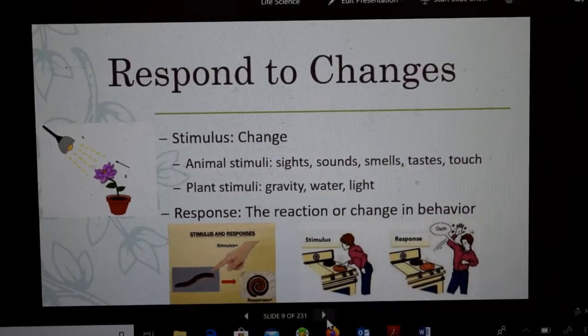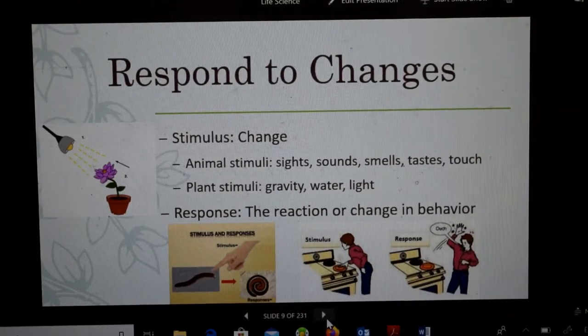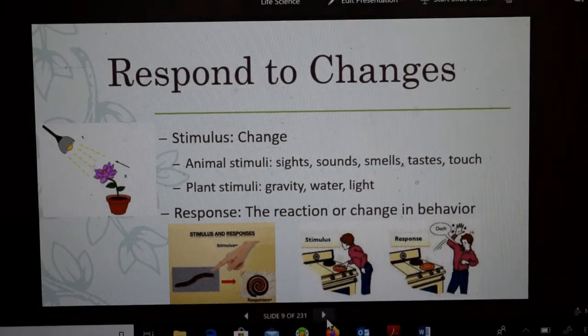So you respond to things you see, things you hear. If you hear a loud noise, you're going to turn towards it and look. If you smell something that smells horrible, you're going to try to get away from it. So those are your senses, are stimuli, things that cause you to respond to it. Animals or plants respond to stimuli too.